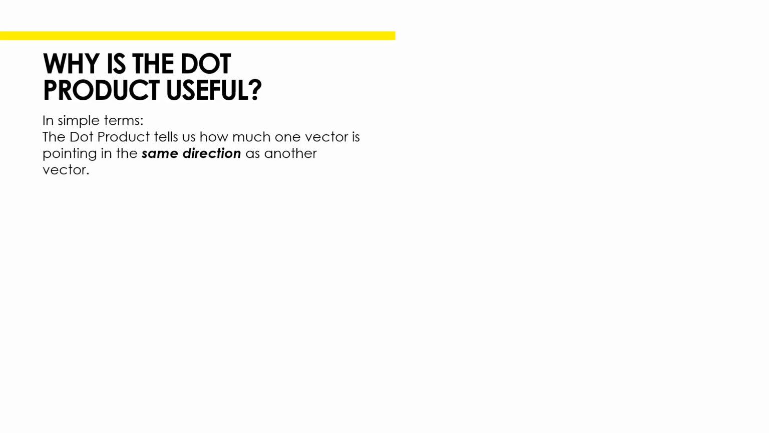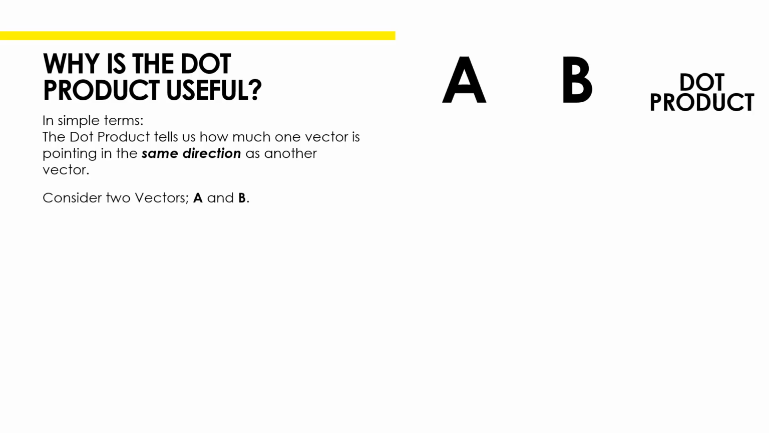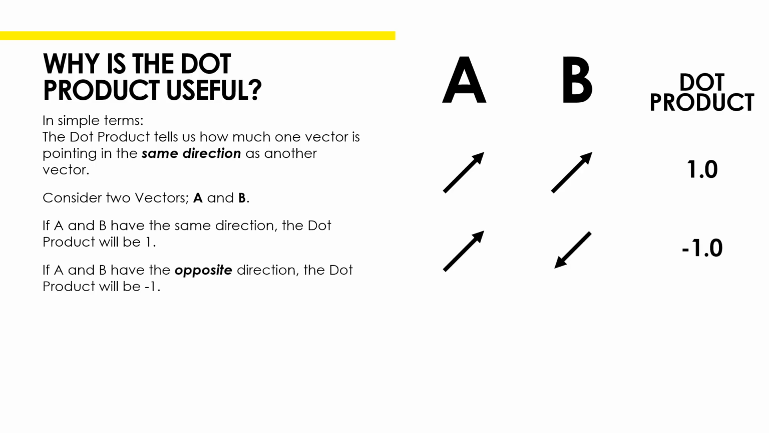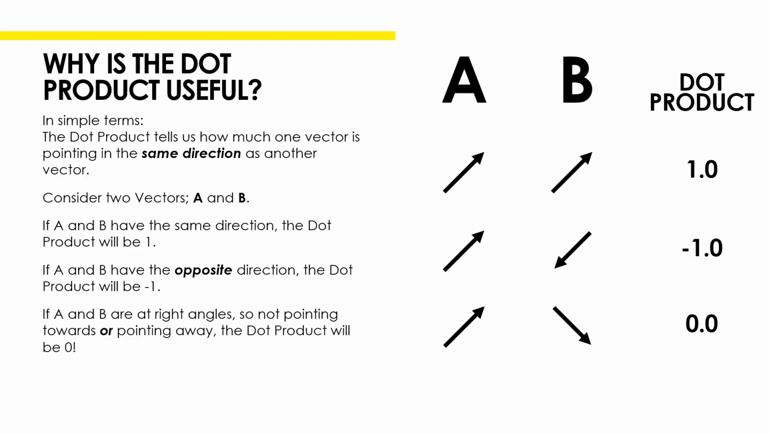If you're wondering why we would want to do that, the dot product tells us how much of one vector is pointing in the same direction as another vector. So if we have two vectors called A and B, if A and B have the exact same direction, then the dot product is going to be 1. If A and B have the opposite direction, the dot product is going to be -1. And if they are pointing at right angles, so they're not pointing towards or away from each other, the dot product is going to be 0. So it's entirely based on how much of the same direction they share.